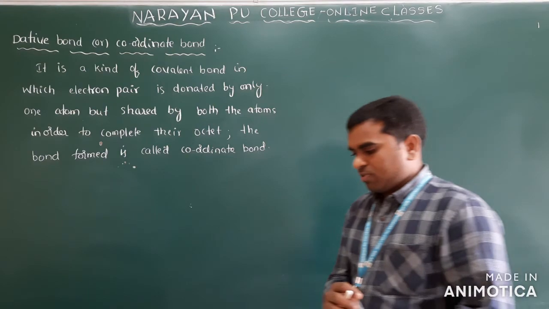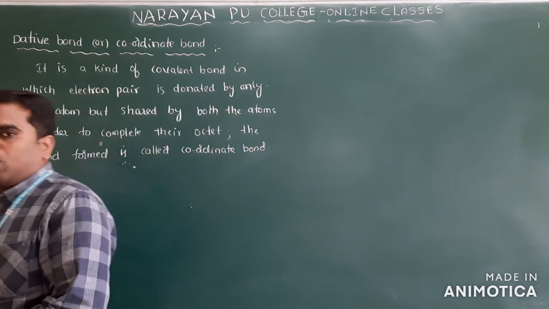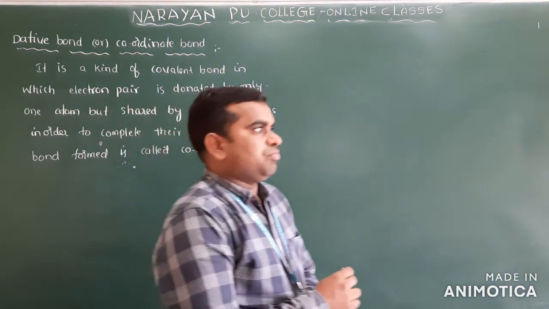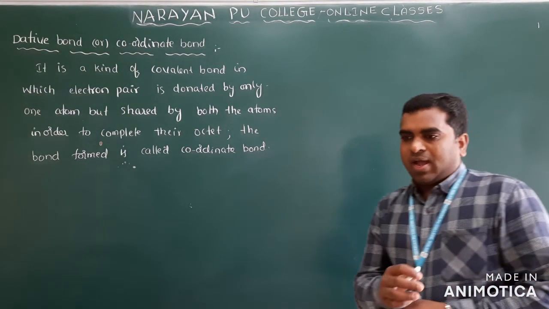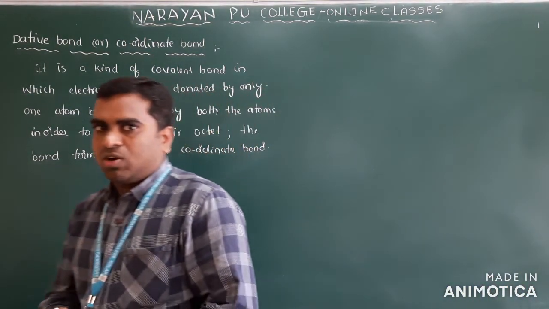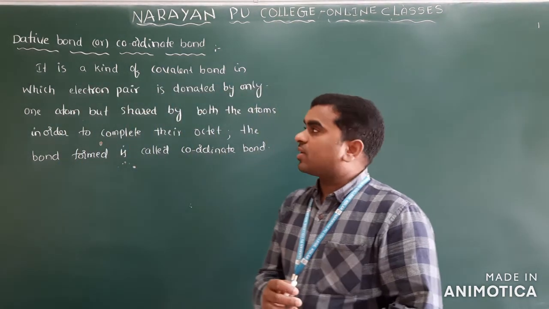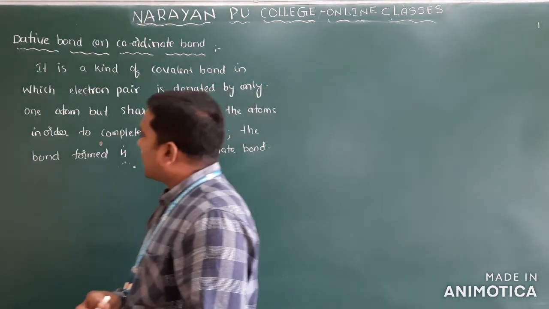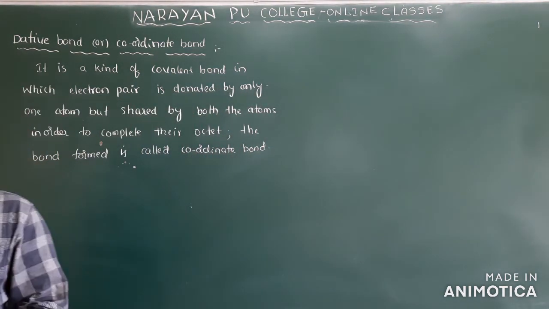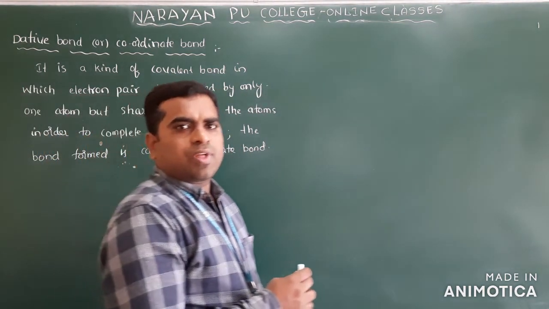In the last class we completed the ionic bond, the factors affecting the formation of ionic bond, and the properties or characteristics of ionic bond. Clear? So the next bond is the dative bond, or coordinate bond.